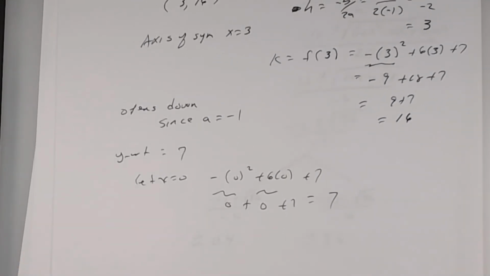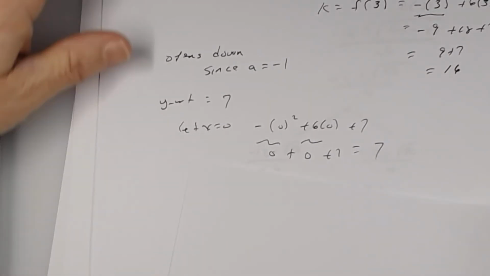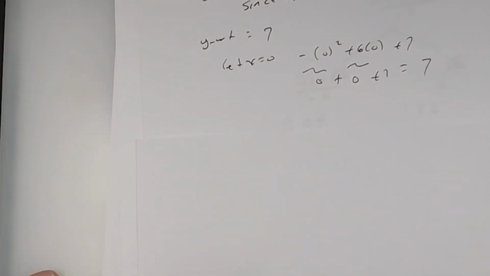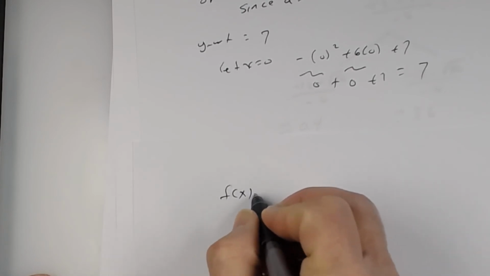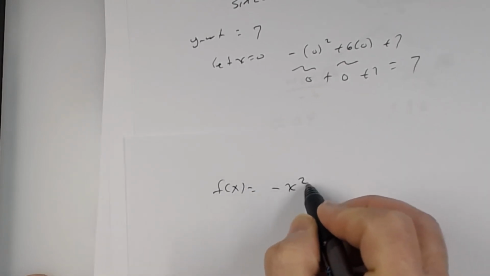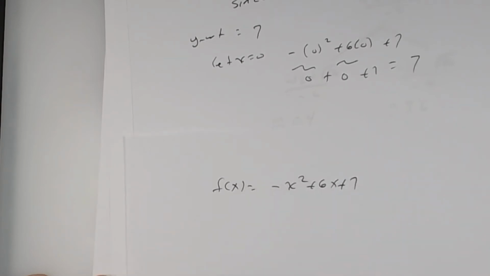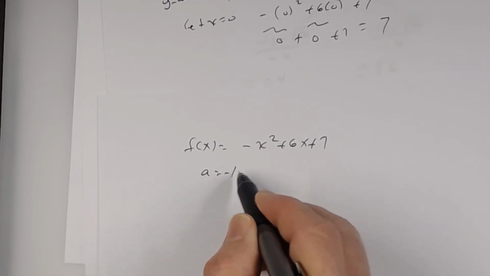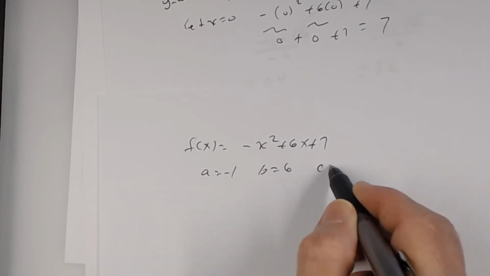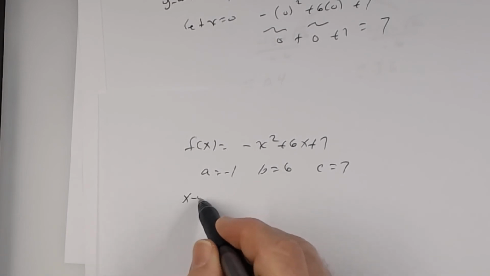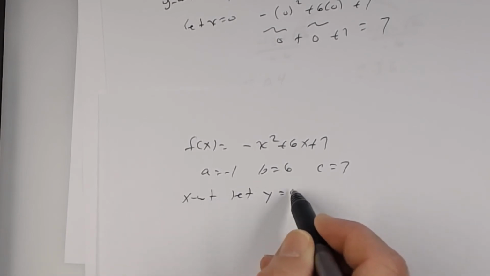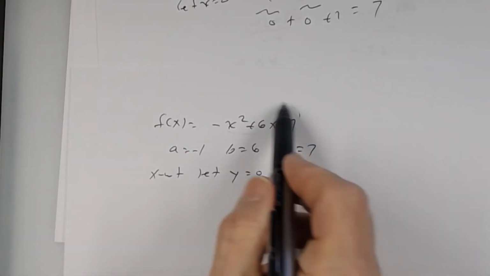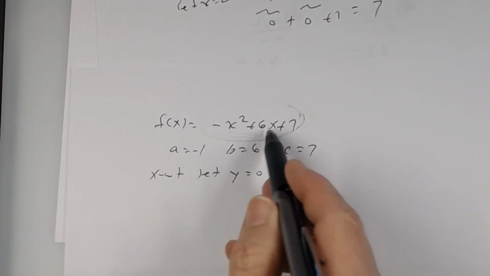Okay, let's talk about the x-intercept now. How do you find the x-intercept? I know I have them because the graph goes through the x-axis. You let y equal 0. So I'm going to go ahead and rewrite the function over. This was my function. Okay, now, A is negative 1, B is 6, C is 7. So to find the x-intercept, you let y equal 0. So basically, you're going to take this expression on this side and set it equal to 0.